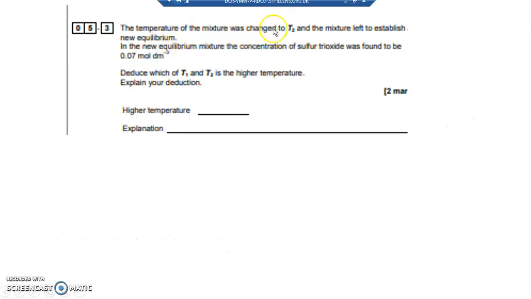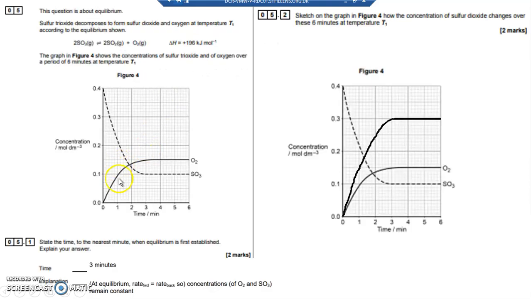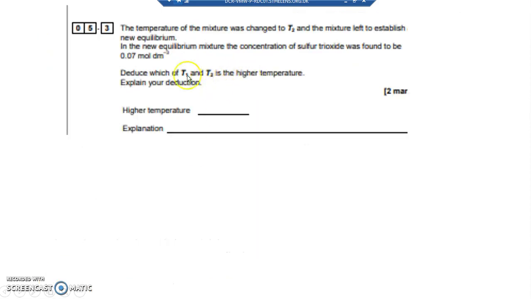The temperature of the mixture is changed to T2, so that's a new temperature. Don't assume that that's a higher temperature, it might be a lower one, but it's a new temperature, and the mixture was left to establish a new equilibrium. In the new equilibrium mixture, the concentration of sulfur trioxide was found to be 0.07. So the new concentration of sulfur trioxide is lower than it was at the first temperature.